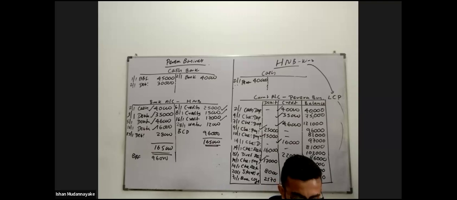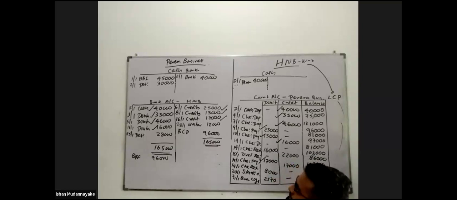Now we will prepare the adjusted bank account. Adjusted bank account means adjusted cash book. Another name is adjusted cash book. Adjusted cash book or adjusted bank account, same thing. Right. And then the bank reconciliation statement.